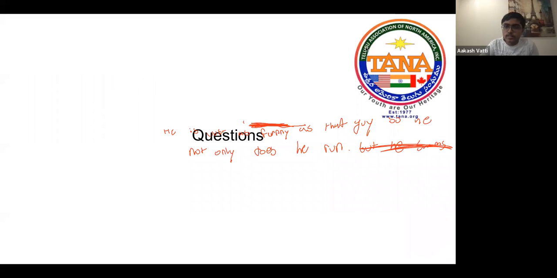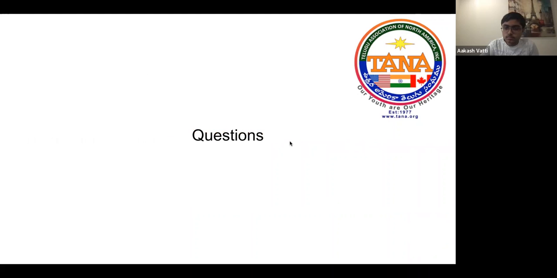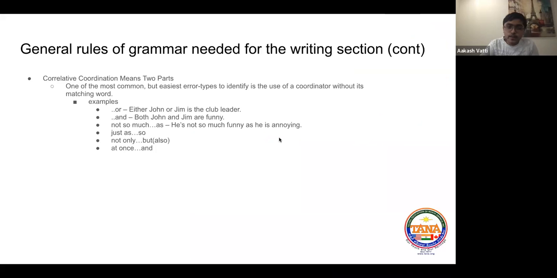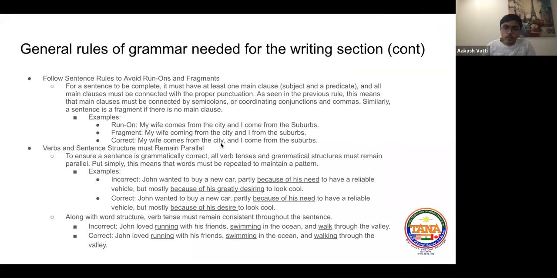All right, any questions about what I just went over? So for the person who asked, what is a fragment? A fragment is basically when there's no main clause, where the main point of the sentence isn't really made. For example, "My wife coming from the city and I from the suburbs." Nowhere does it say... first of all, "my wife comes from the city" would be the main clause. But in this case, it says "my wife coming from the city," which isn't a main clause, so there's no main clause in that sentence.